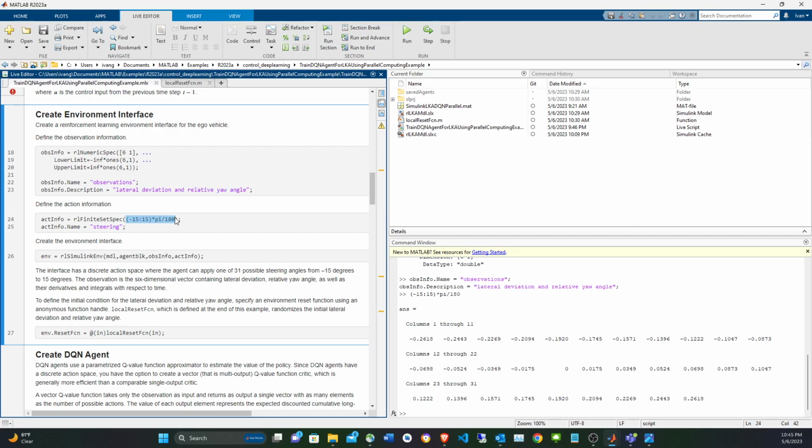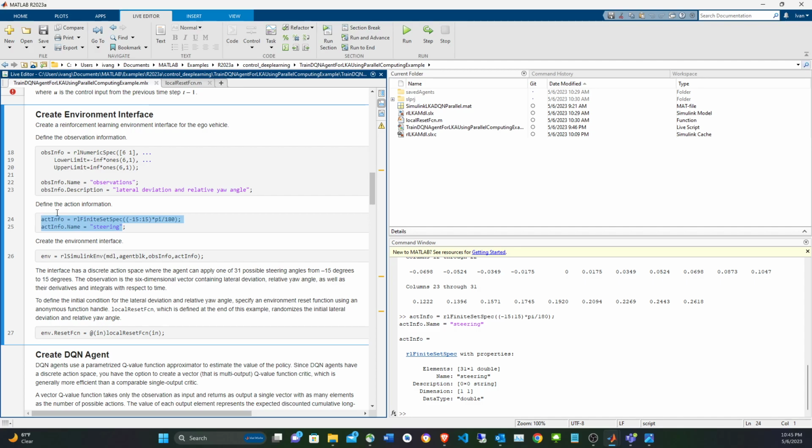We have a total of 31 values that go from negative 0.26 to positive 0.26, including 0. And we're going to use RL finite spec. This is numeric because it's continuous, and this is finite, so RL finite to get the actions. We put the name to it, and these are our finite actions. So we pass the observation, the actions.